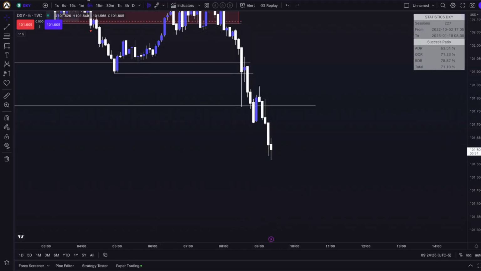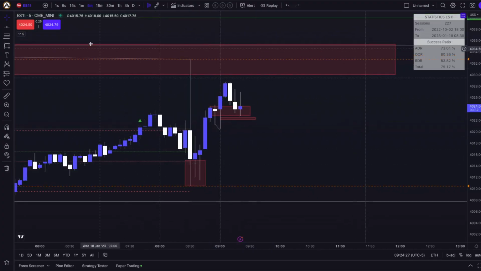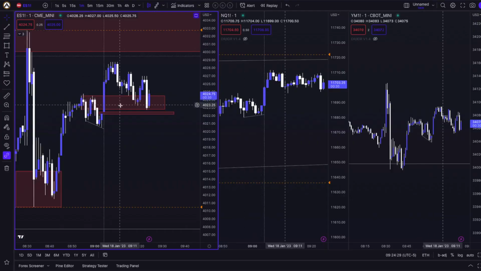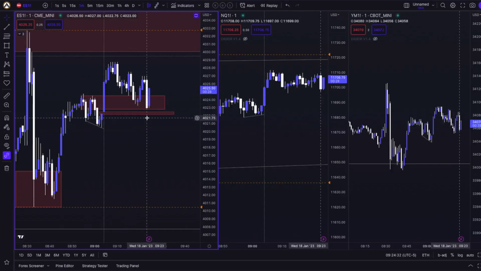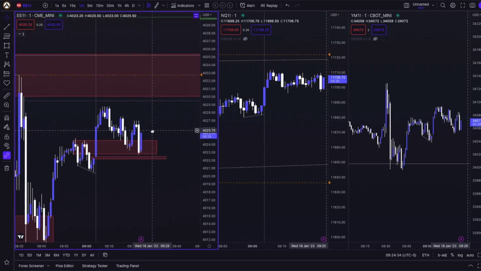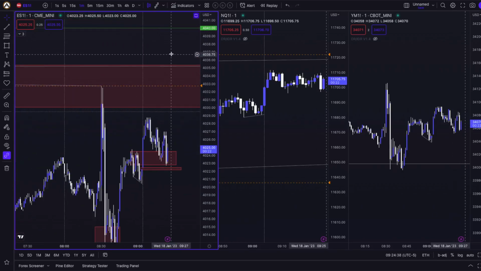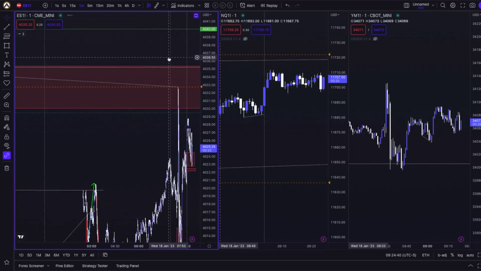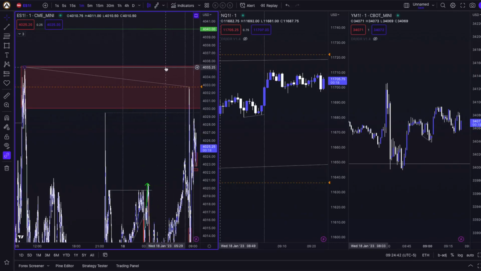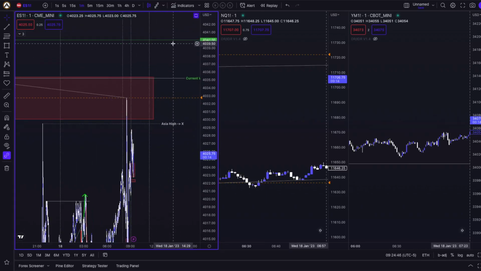DXY still playing around. So let's see if this area actually can hold some support, because the next draw on liquidity would be the 40.33 level. And after that, our high at 40.35 and a quarter. And after that, if ICT were long, he's not in a trade, he'd be looking at the 40.40 level.